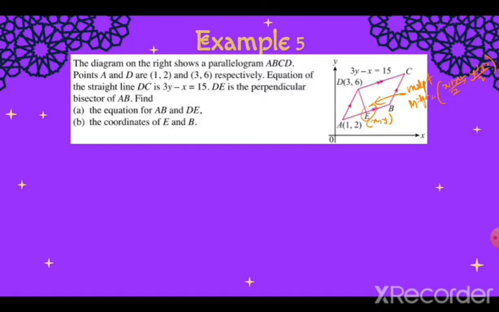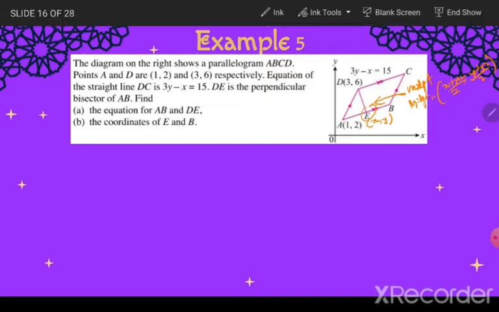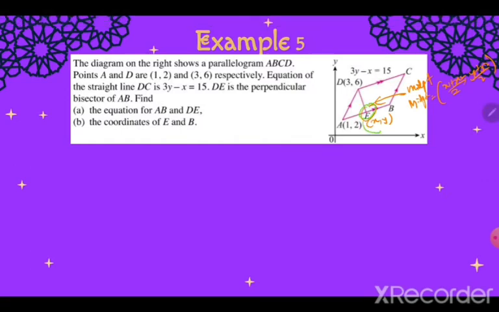So what can we find? Can we find it using this? If we use the midpoint formula, we need to have point B, but we don't have point B. However, instead of E being a midpoint, we can see that E is a point of intersection between line AB and line DE. When we talk about a point of intersection, what method are we dealing with?